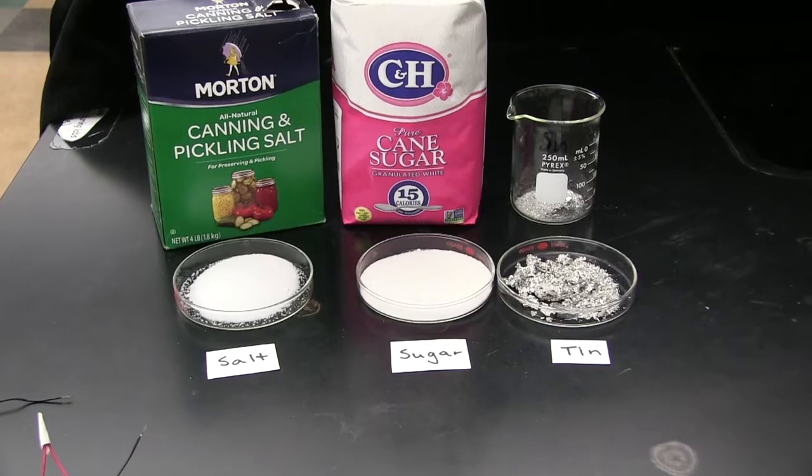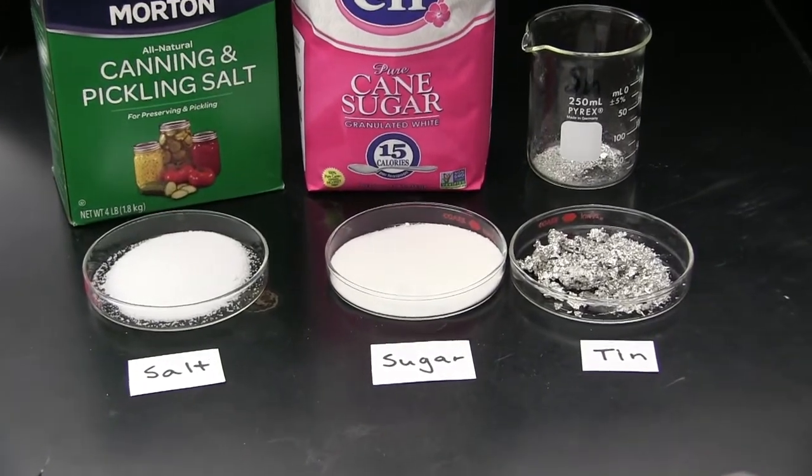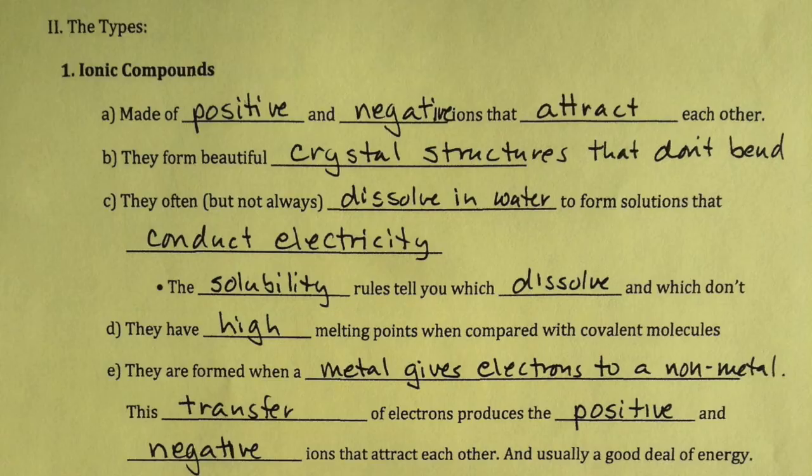Metals are cool. So let me just give you a little bit of a summary for each of these. Ionic compounds are made of positive and negative ions that attract each other. They do form beautiful crystal structures that don't bend. They're rigid crystal structures. They often, but not always, dissolve in water to form solutions that conduct electricity, and you can tell which ones will dissolve by the solubility rules. They have high melting points when compared with covalent molecules, so it's hard to get them to melt.